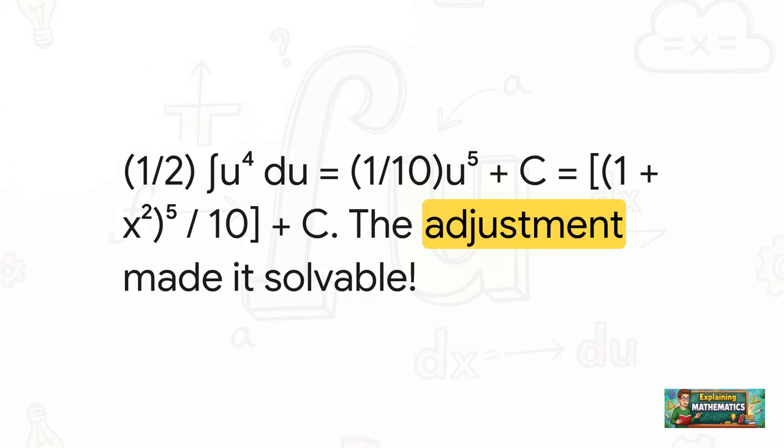With that 1/2 just hanging out in front, our integral is now a perfect integral of u to the 4th du. That integrates super easily to u to the 5th over 5. We combine that with the 1/2 that's already out front, substitute x back in, and we get our final answer. That one small adjustment made the entire problem solvable.